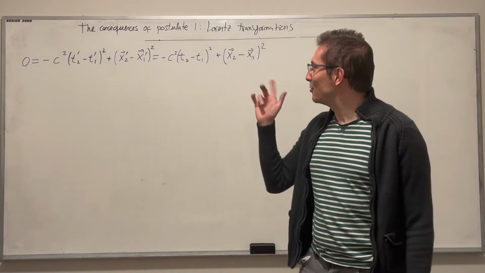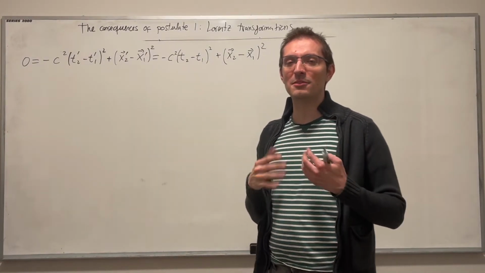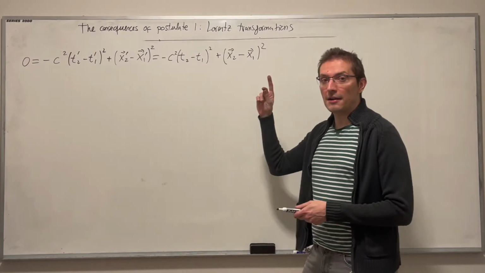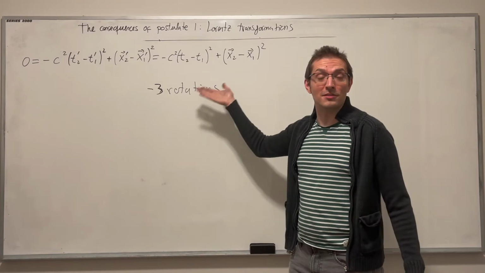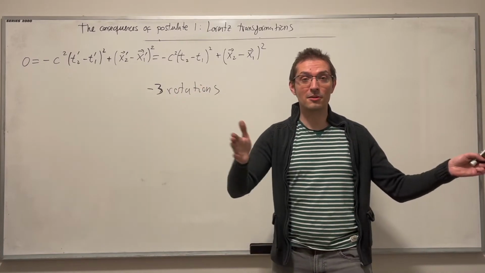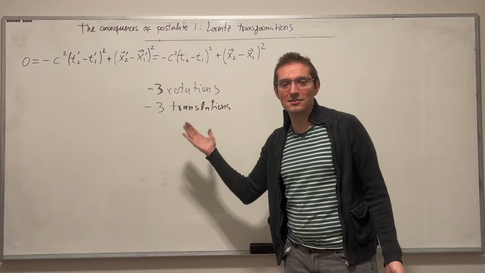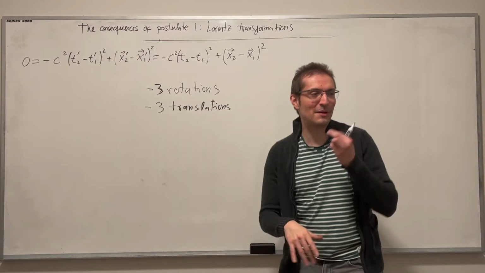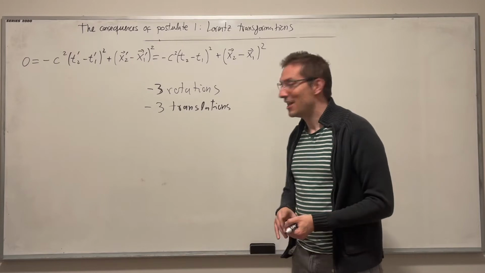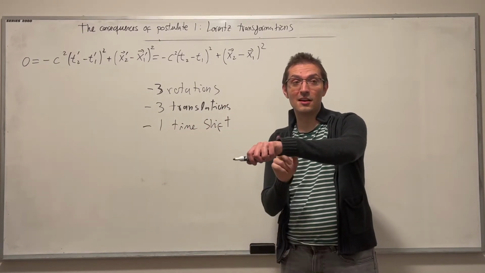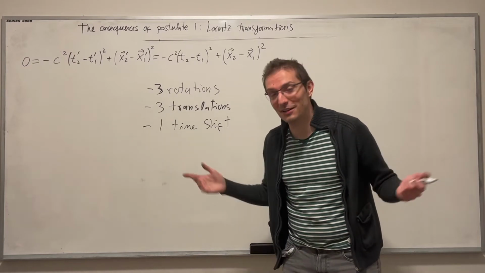Now let's make the following observation. The possible transformations between reference frames, remember, are, let's write them here. We have 3 independent rotations that could happen between the reference frames. They could be rotated with respect to each other. We also have 3 independent translations, right? Translation in x, y, and z. I mean, basically my friend could be in a different position. It could also be related by a time shift, which is the fact that the watch of my friend is delayed with respect to mine, for example.